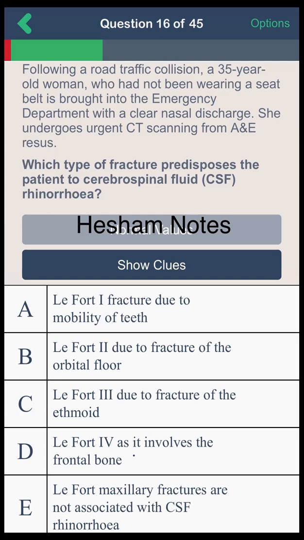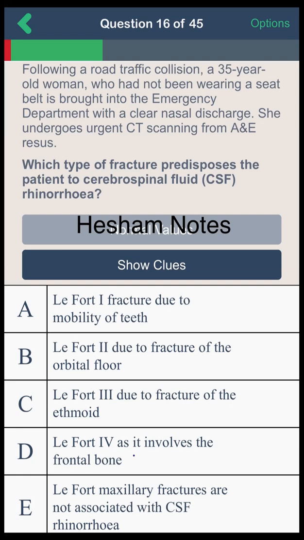A. Type 1, fracture due to mobility of the teeth. B. Type 2, fracture of the orbital floor. C. Type 3, fracture of the ethmoid. D. Type 4, as it involves the frontal bone. The maxillary fracture is not associated with it, and there is no Type 4. Option C, Le Fort type 3, due to fracture of the ethmoid.